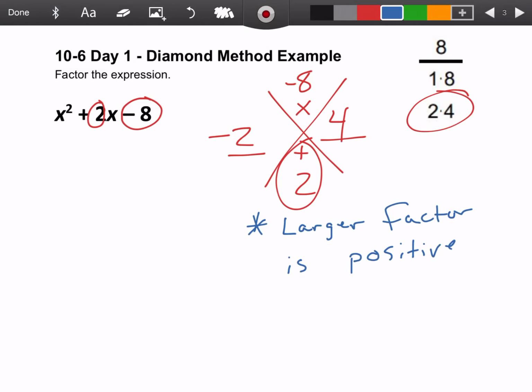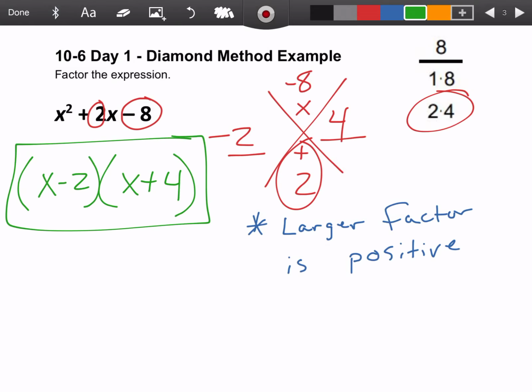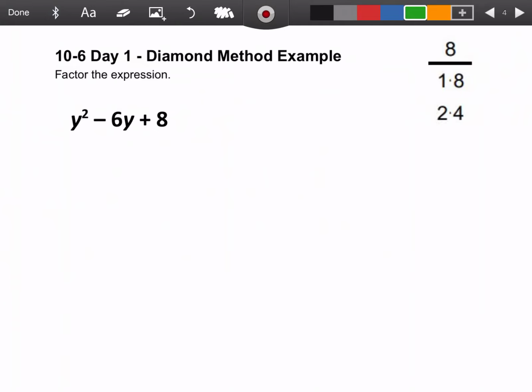So I always think about which one is winning. So the larger factor is positive. And so then we would be able to write our answer in factored form, which would be x minus 2 and x plus 4. That would be your final answer in factored form. So the next example that we're going to go through is very, very similar.